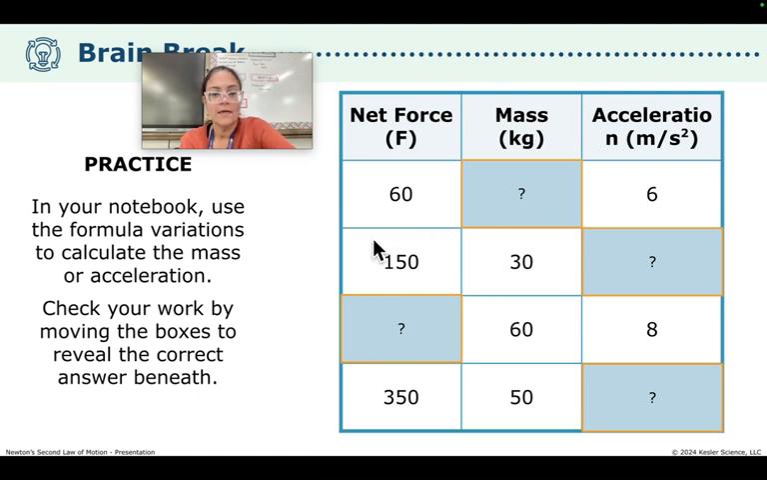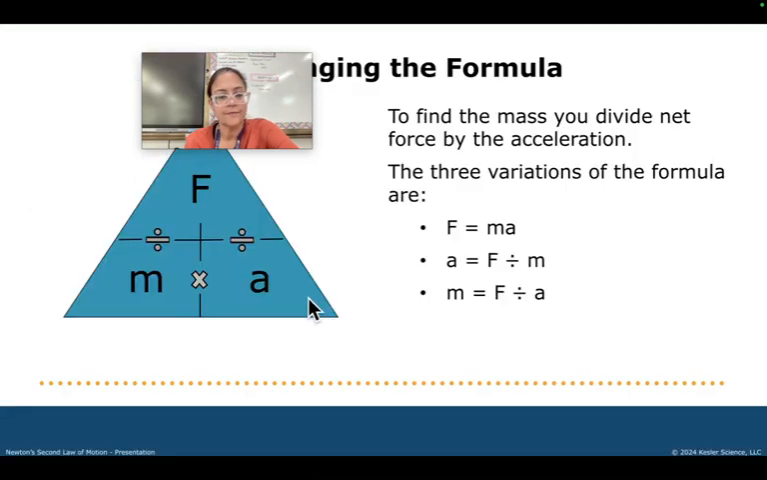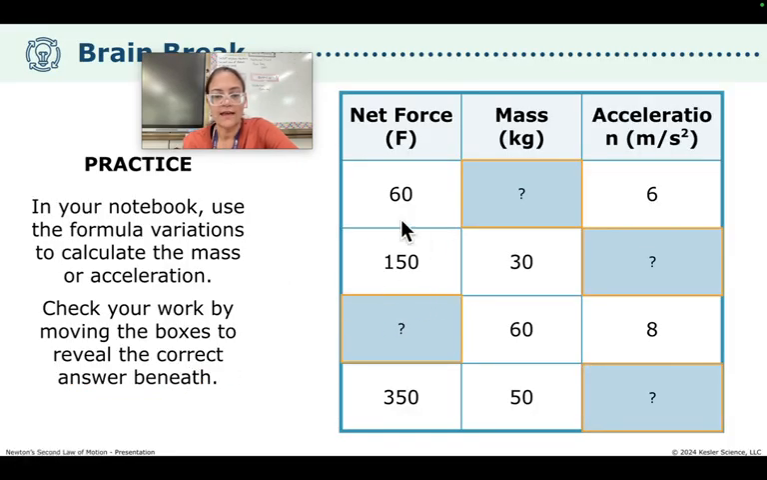There we go. So this one, we are given the force and the mass. We are missing the acceleration. We're going to go back to the triangle. It says to divide the force by the mass, so that's what we'll do. We're going to divide this force by this mass. 150 divided by 30 is 5. So this object is accelerating at a rate of 5 meters per second squared.